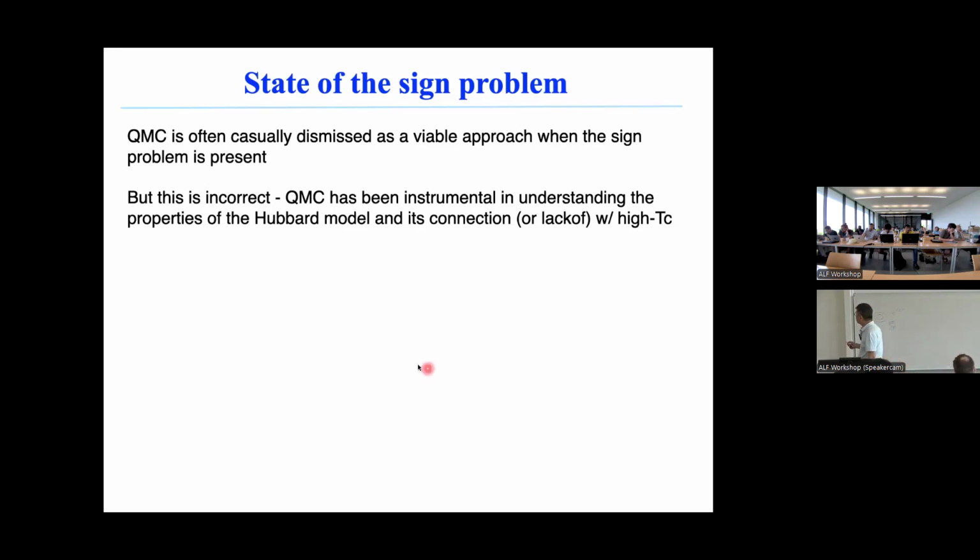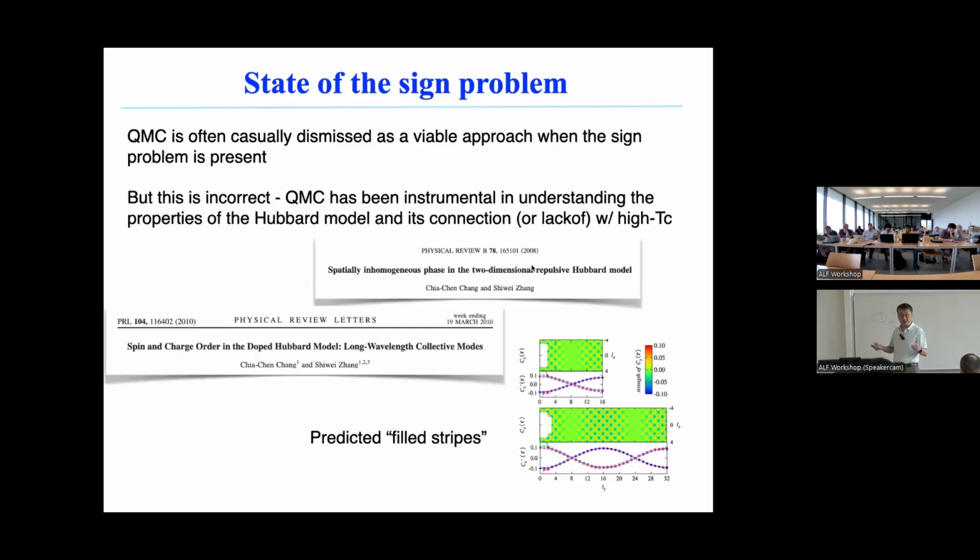Okay, so this is incorrect. QMC has been instrumental in understanding the properties of the Hubbard model and its connection with high Tc. This is, of course, ongoing, and we don't know very much. We know embarrassingly little. But QMC, in what we know, has played a key role, right? I'm giving obviously a very biased sample, but I just want to make the point. The biased sample has a lot to do with work I've been involved in.